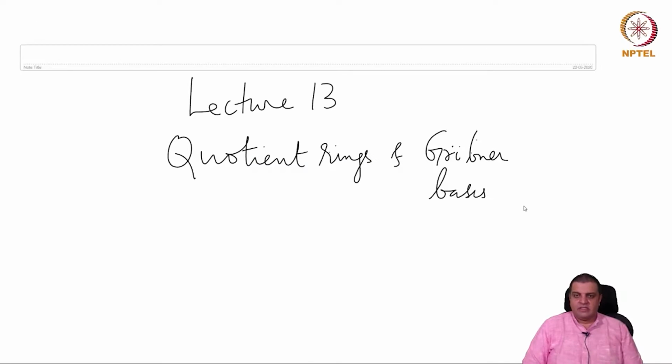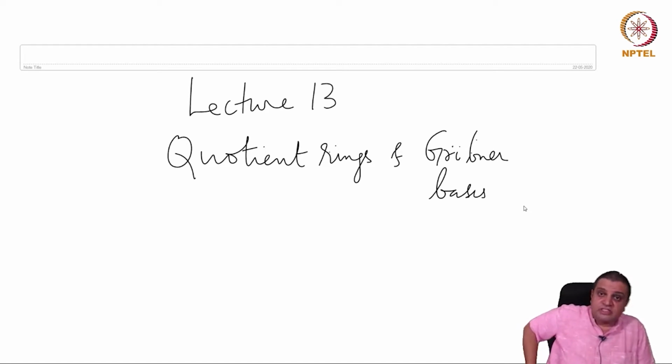Welcome, this is lecture 13 in the series. We will look at the application of Gröbner basis to describe quotient rings and then use it as a way to determine whether a system of polynomial equations has finitely many solutions. The solution set is finite.